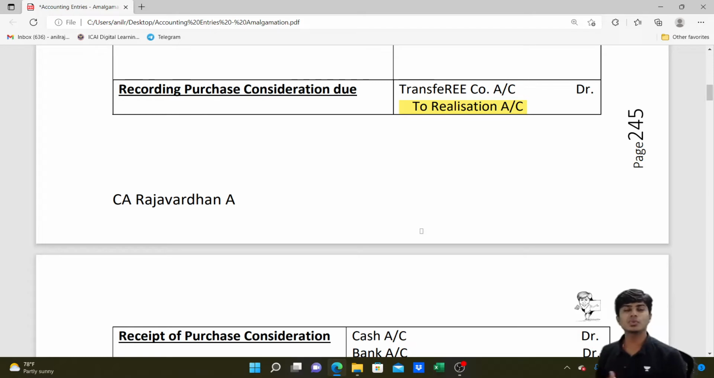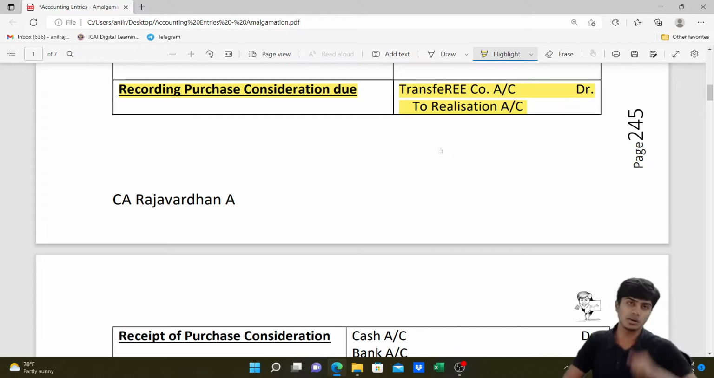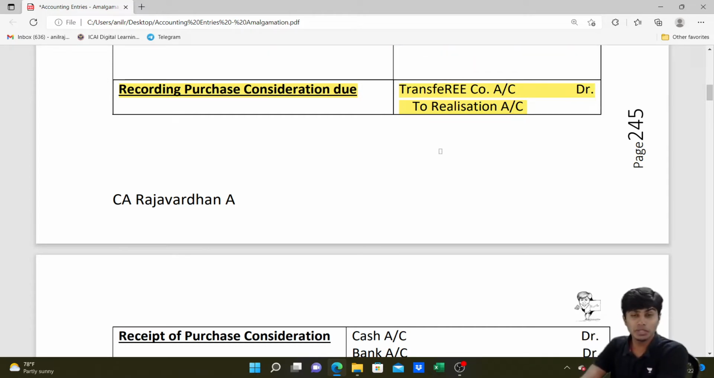Such a consideration, what I'm supposed to receive from our transferee, I'm going to debit to my transferee account. This is representing the purchase consideration due. So, the entry for purchase consideration due will be: transferee company account debit to realization account. Transferee company account debit, because we're supposed to receive from them. Realization account credit, because we're transferring the assets and liabilities which are now in realization.